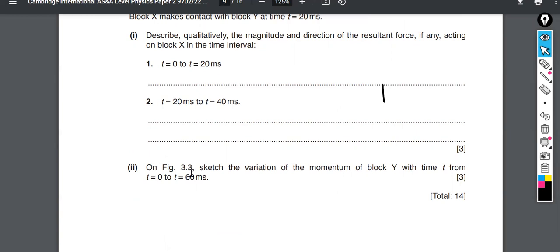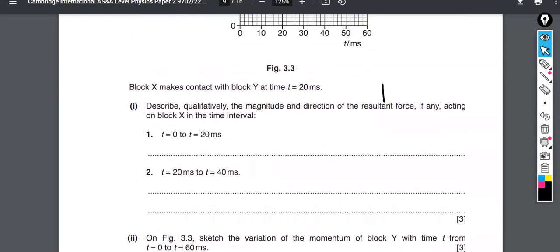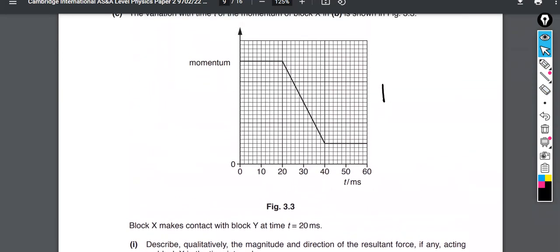And then it says on figure 3.3, sketch the variation of the momentum of block Y with time t from 0 to 60 milliseconds. And that's 14 total marks for this question. So this was a lengthy one. Now block Y, you may recall, was stationary to begin with, and so it had 0 momentum. For the first 20 milliseconds, it has to just stay at 0 there, right? So that's what's happening initially.